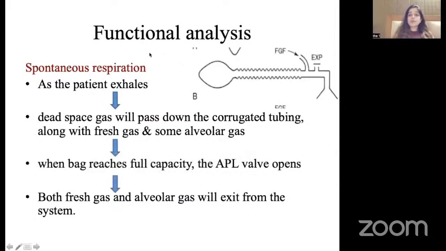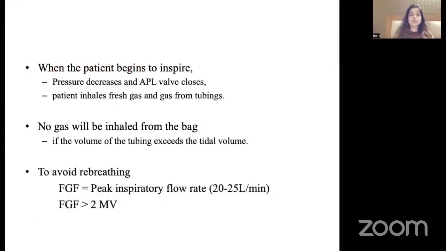Functional analysis of Mapleson B. For spontaneous respiration, as the patient exhales, dead space gas will pass down the corrugated tubing along with fresh gas and some alveolar gas. When the bag reaches its full capacity, the APL valve will open and both the fresh gas and the alveolar gas will exit from the system.